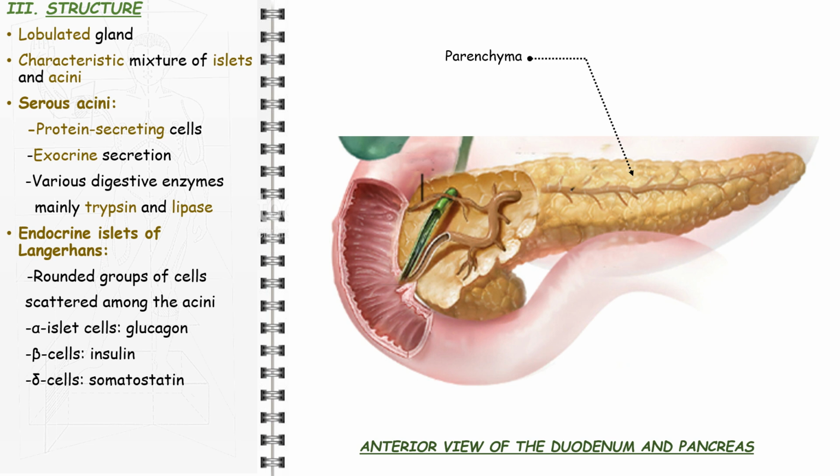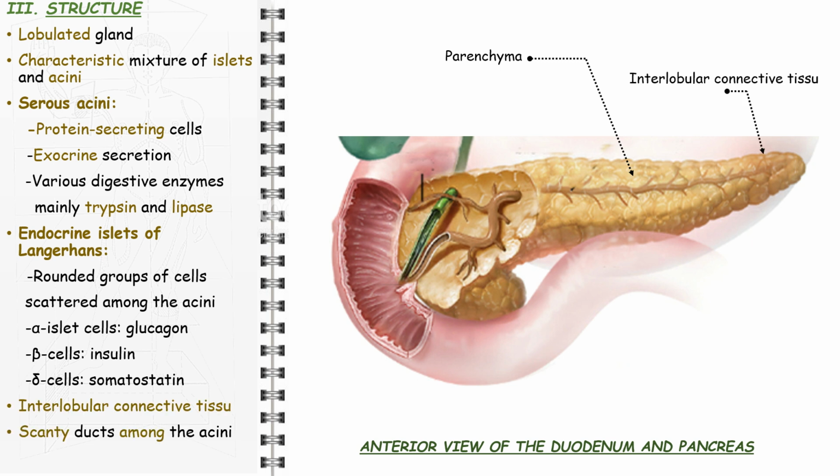The gland is gathered by interlobular connective tissue. The exocrine products are excreted by scanty ducts among the acini. The endocrine products are directly spilled in the pancreatic blood. The pancreatic ducts are lined by a simple columnar epithelium made of ductal cells having the characteristic of secreting bicarbonate.